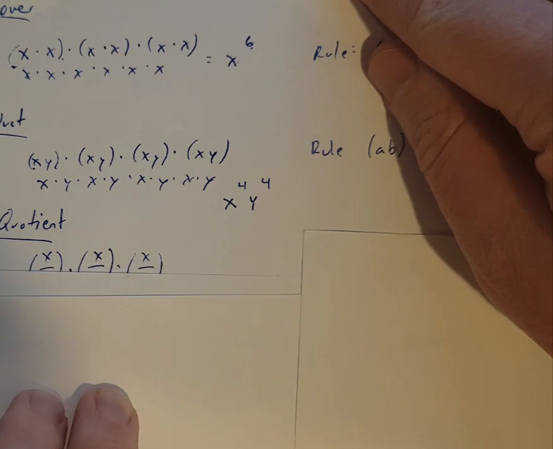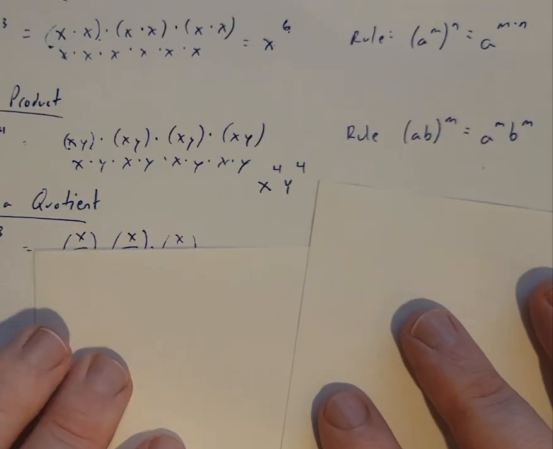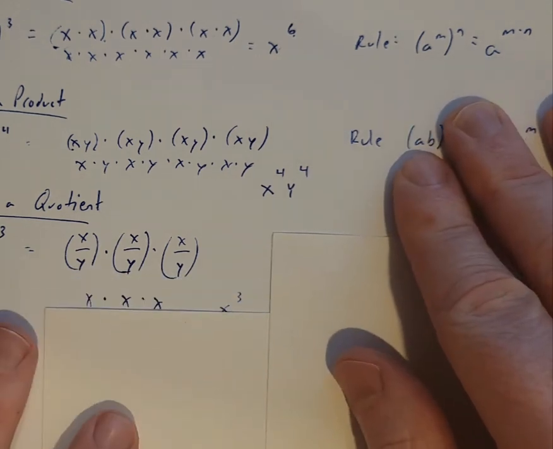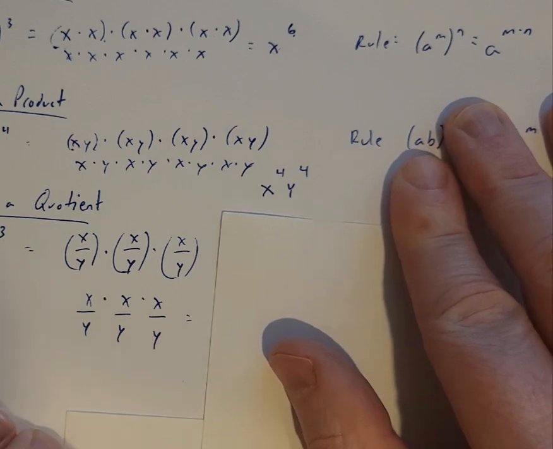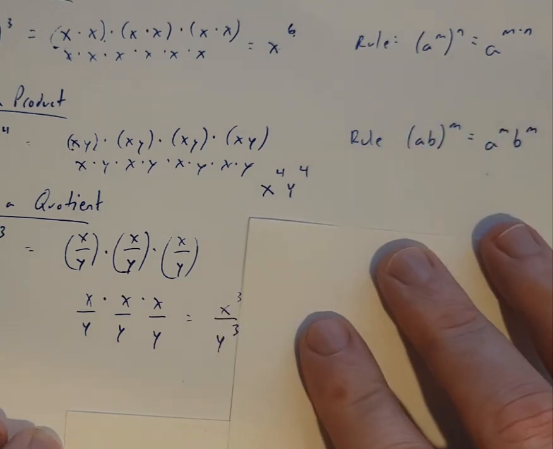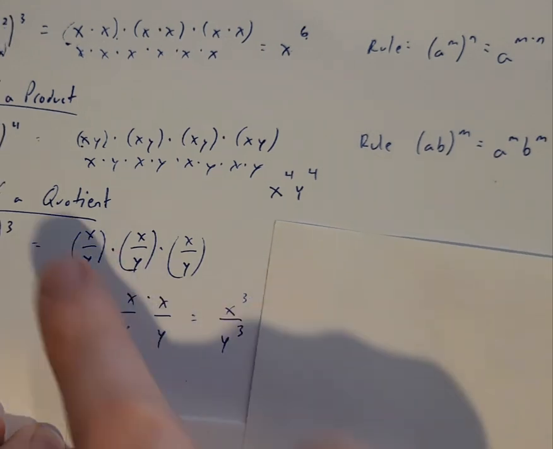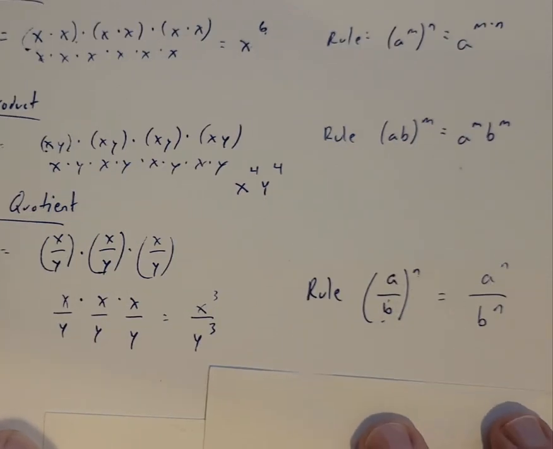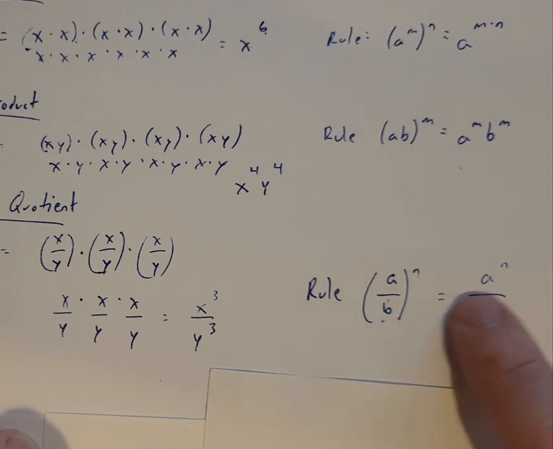And we have one more to look at, power of a quotient. x over y to the 3rd, if we expand that out, is x over y times x over y times x over y. When we're multiplying these fractions, we're going to just multiply the numerators and multiply the denominators. So we end up with x to the 3rd over y to the 3rd. And if we look at what we started with, that exponent simply got applied in both places, to the numerator and the denominator, which gets us our rule for power of a quotient: a over b to the n power equals a to the n over b to the n.